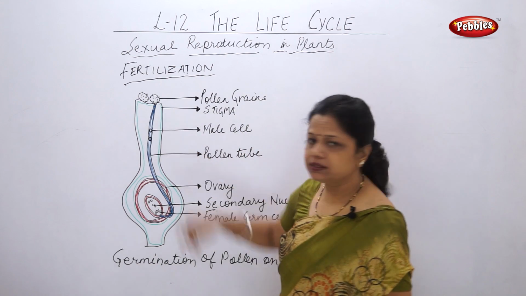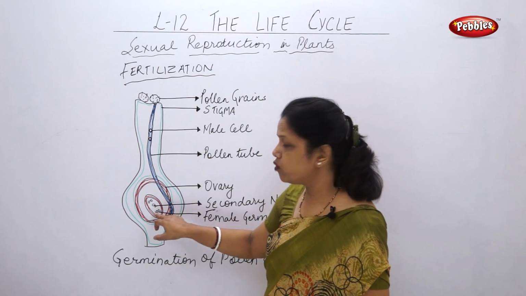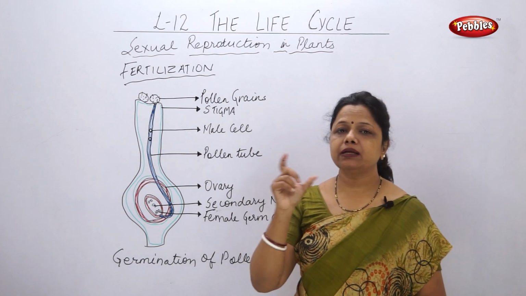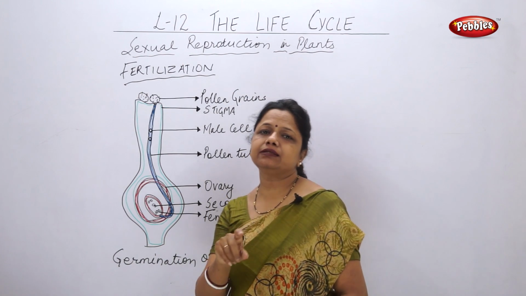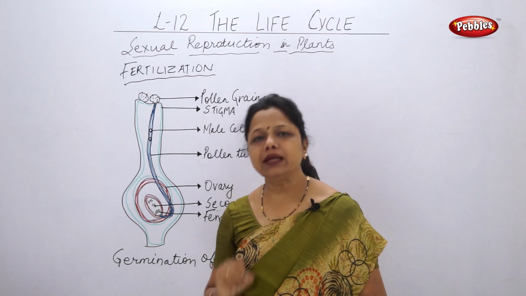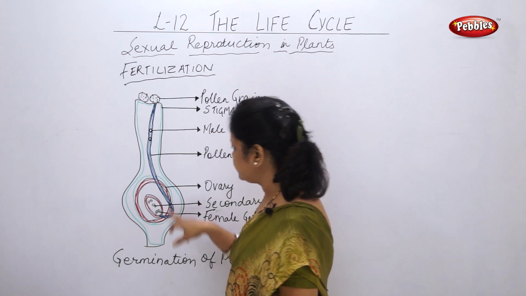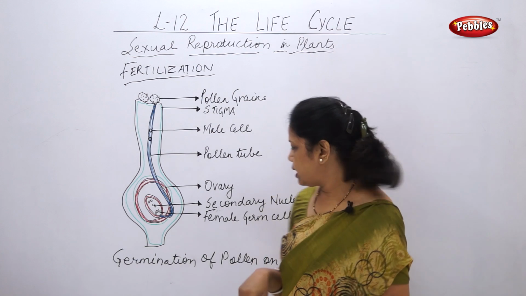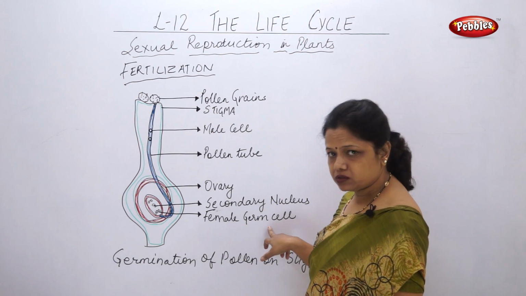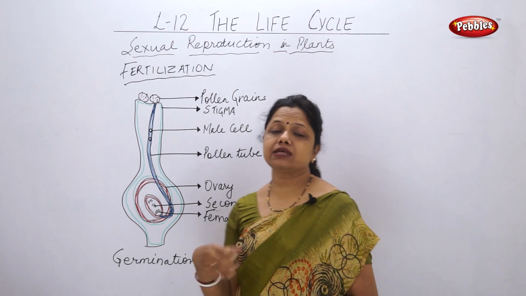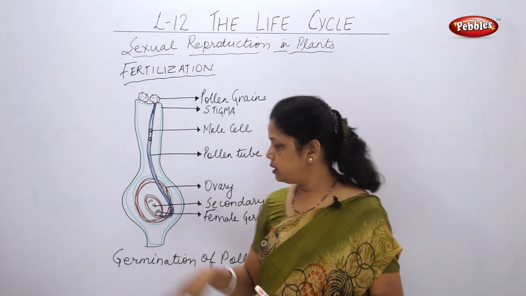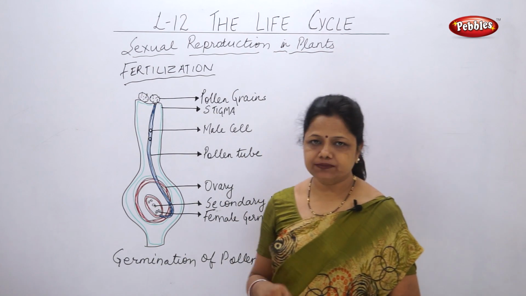Now one of the male cells will fuse with the ovule inside. What is the ovule? The ovule is a part inside the ovary which carries the egg or the female germ cell. So here one of the male cells will go and fuse with the female germ cell in the ovule, and they form the zygote. That means the fusion of male and female happens here and they form a zygote.